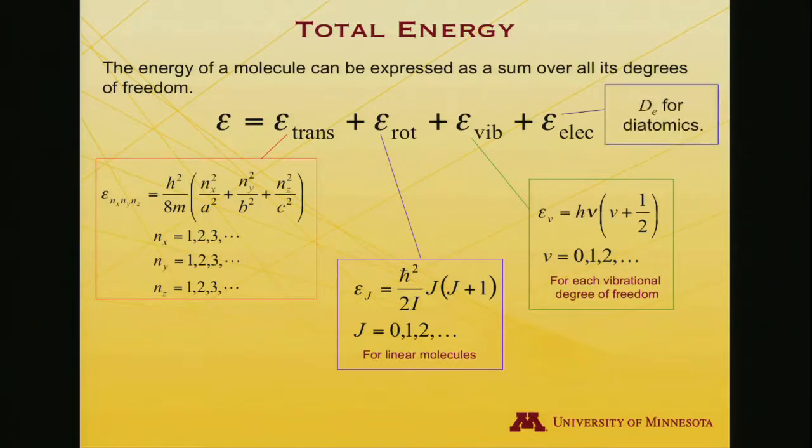And finally, the electronic energy, which has a pretty simple form for the hydrogen atom. Hydrogen atom, not that exciting. We won't be doing a whole lot more with it. For diatomics, there's a number we can associate with it, dE. Otherwise, it's probably something we're going to be looking up.